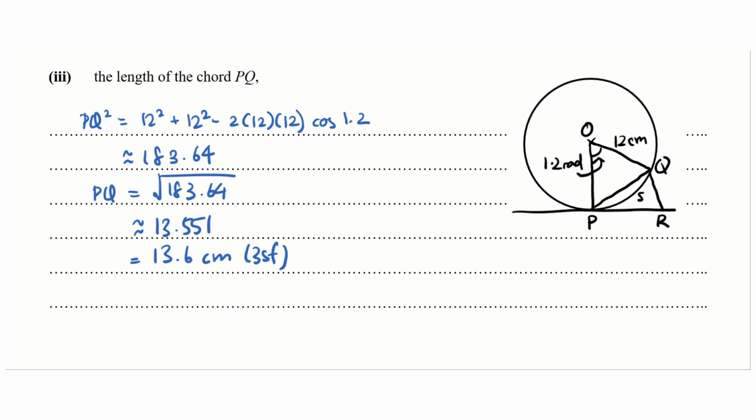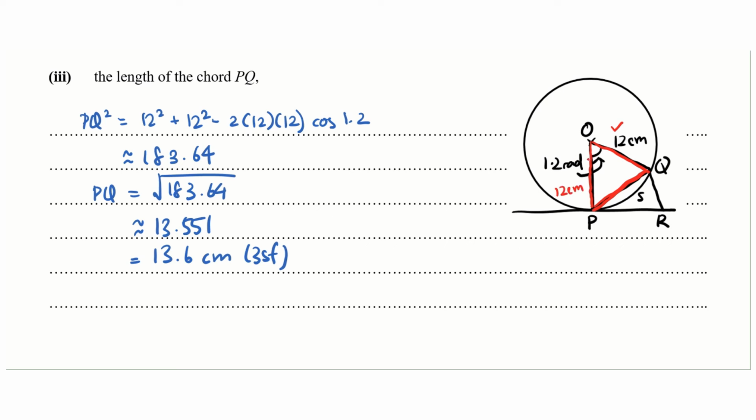In part 3, we want to find the length of the chord PQ. So PQ is referring to this line here. This line is part of this triangle OPQ. Since I know the length of OQ, it will also be the same as the length of OP because they are both radii.